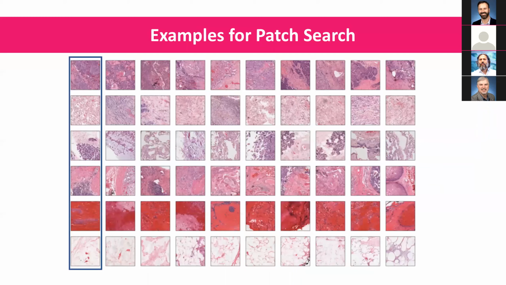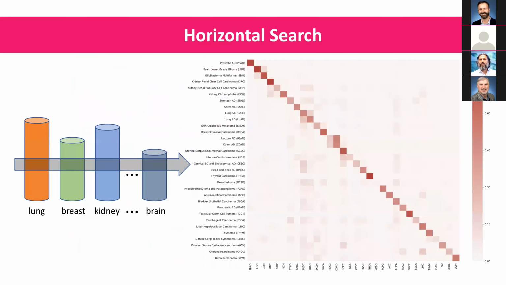As an example of patch search, you see on the left the query images, the images as input, and then you see the images that the software has found as similar, from simple structures like fat and hemorrhage to different types of epithelium. You see examples where visually the software can find similar cases, but you have to quantify it somehow. So we did the so-called horizontal search.